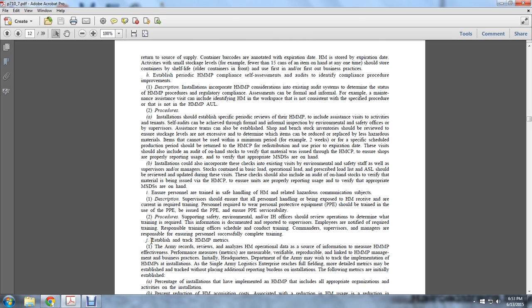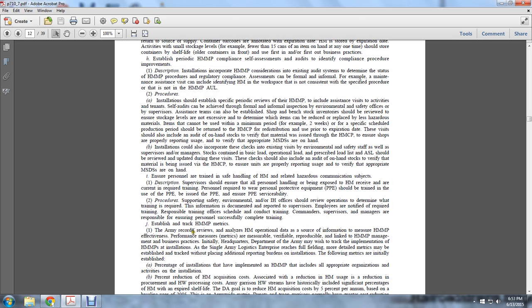Establishing and tracking the HMMP metrics. The Army records review the analysis of hazardous material operational data sources to measure hazardous material effectiveness and prepare performance measures that are verified, reproducible, and linked to the hazardous material management program and business practices. Initially, Headquarters Department of the Army may wish to track the implementation of the hazardous material management program at the installation. As the single Army logistics enterprise reaches full fielding, more detailed metrics may be established and tracked without placing additional reporting burdens on the installation.